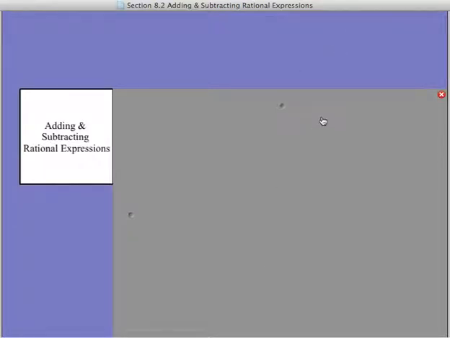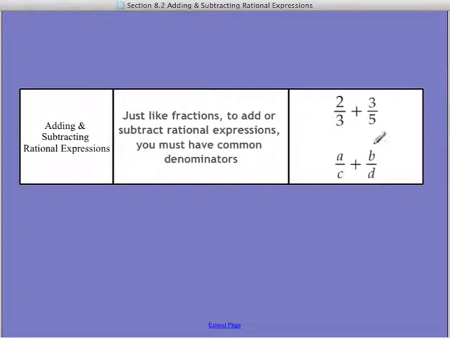Okay, so just remember from the example at the very front of your note sheet, to add or subtract rational expressions, you need to go ahead and have that common denominator. So that's what we're going to have to work on today, is getting that common denominator.